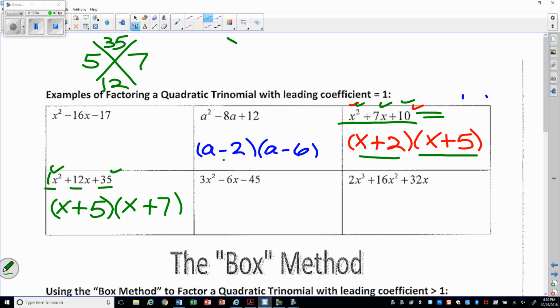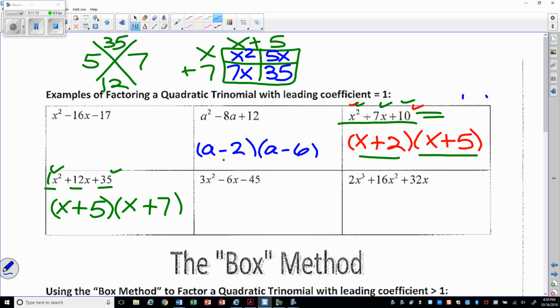If I box it, I have x plus 5 times x plus 7. Then x times x is x squared, 5 times x is 5x, x times 7 is 7x, and then that's 35. Again, combining my like terms, I've got the x squared, I can't combine it, but these I can combine. 5 plus 7 is 12x, so there's my middle term, and then I've got the 35.